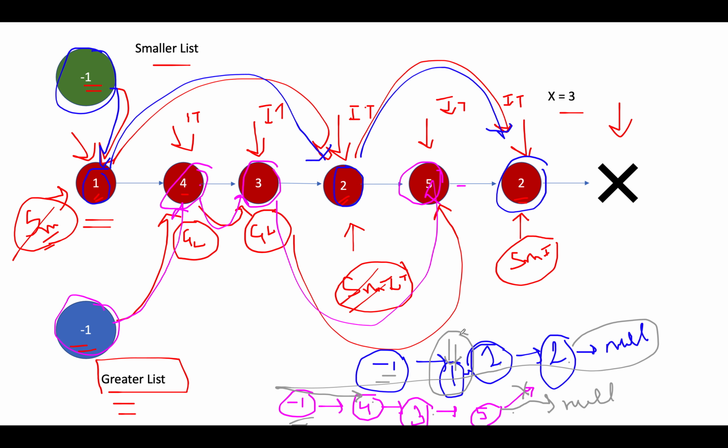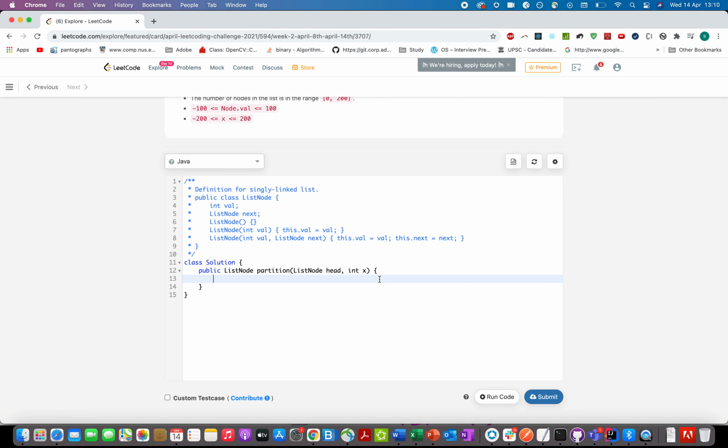I hope you understood the problem, and let's move on to the coding part. Let's define the dummy nodes for the 2 lists. List node smaller head equals to new list node, and I'll assign -1 value to it. Similarly, greater or equal head. So let's call it greater head, and let's define 2 iterators. S iterator for iterating over the small list, and G iterator for iterating over the greater list.